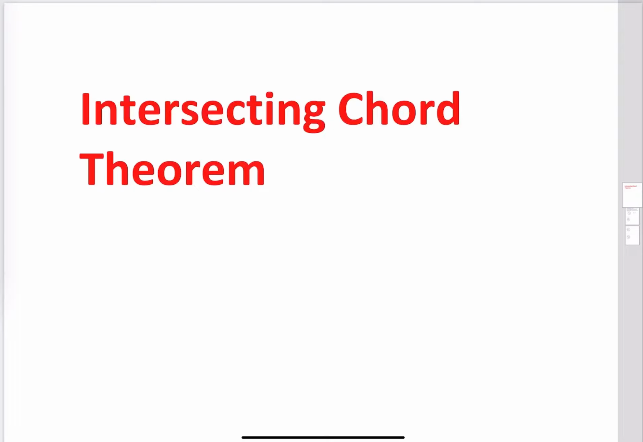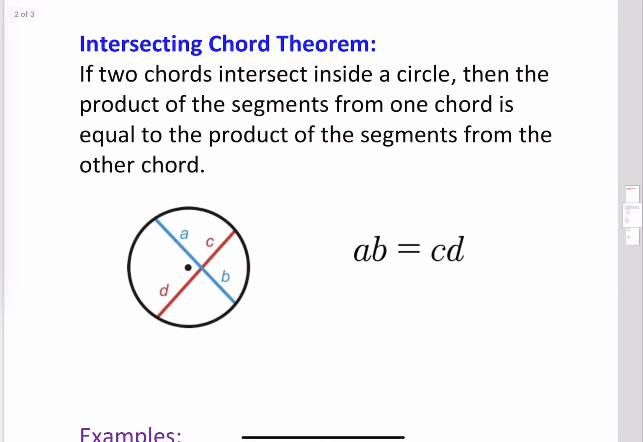Hey everyone, Teacher Chang here, and today we're going to take a look at the intersecting chord theorem. So let's see what that is. The intersecting chord theorem states that if two chords intersect inside a circle, then the product of the segments from one chord is equal to the product of the segments from the other chord.